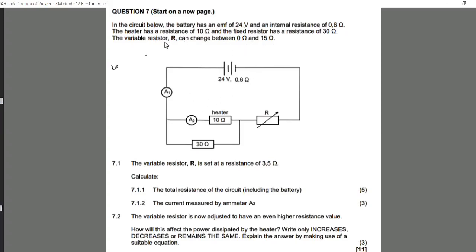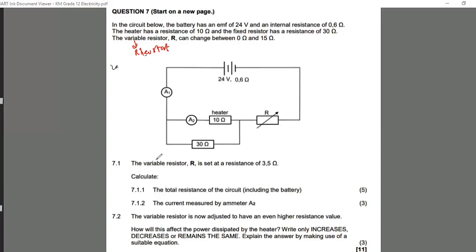So remember, a variable resistor, we sometimes call it a rheostat. So this is a resistor whereby we can choose to have our own resistance. We set the resistance to whatever resistance we desire, right? And then they say with this rheostat or variable resistor, we can change the resistance between 0 to 15 ohms. So we are given the interval in which it allows us to change the resistance, right? So we can only change between 0 to 15 ohms.